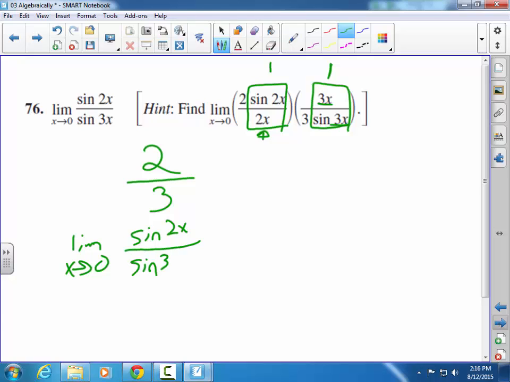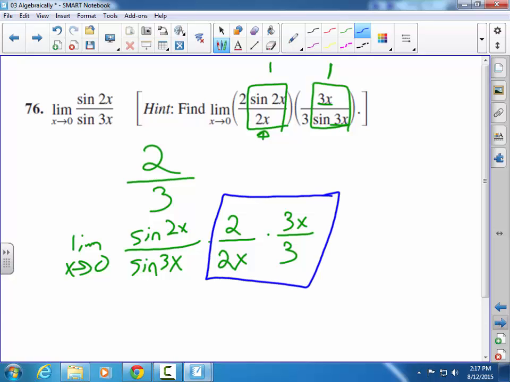I used to make students think very bad things about me because I'd give them a problem like this and say multiply by 1. But that's all that you have to do to solve this problem. Because what did we do? We multiplied it by 2 over 2x and 3x over 3. Right? Because isn't all of this stuff right here just another name for the number 1?